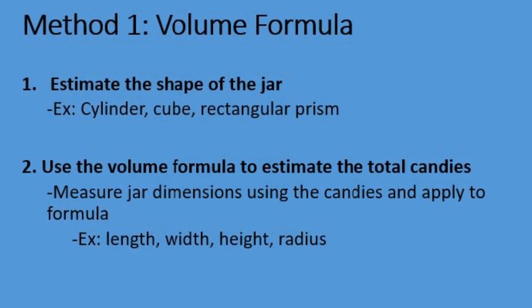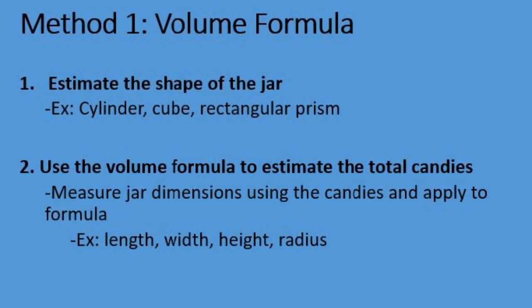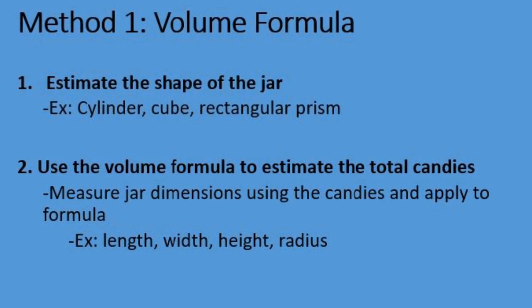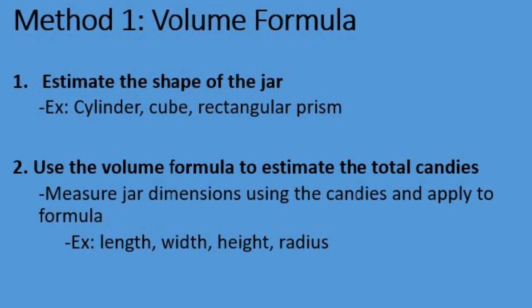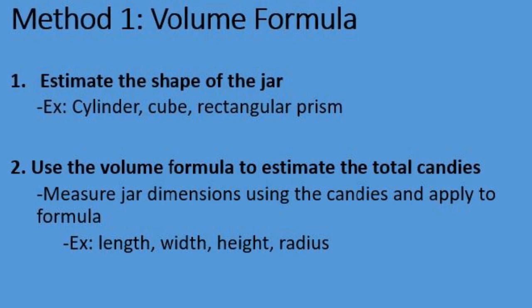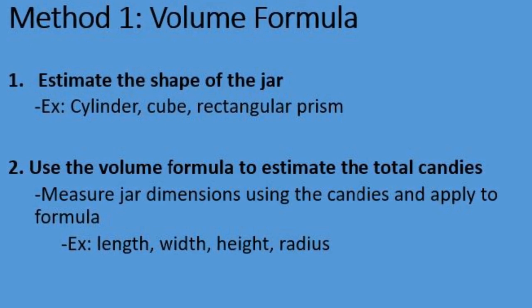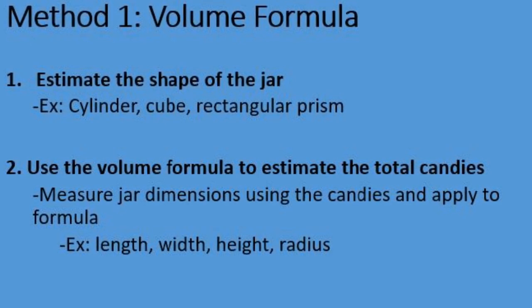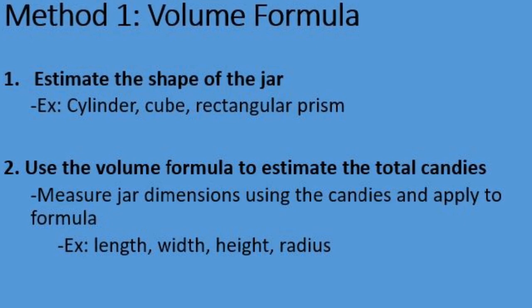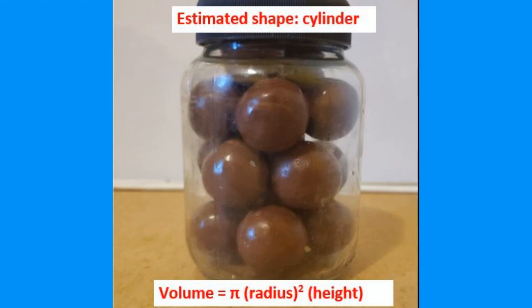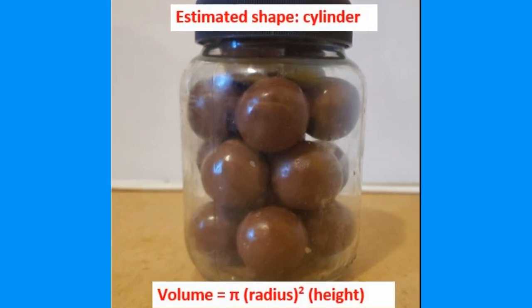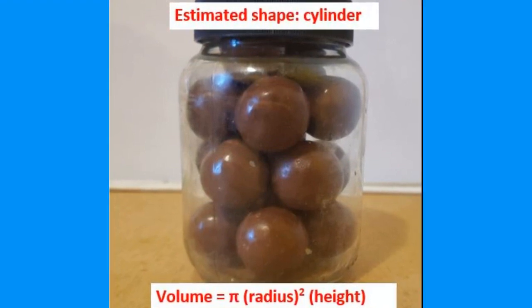Method 1 utilizes the volume formula based on the estimated shape of the jar. For example, the jar can be cylindrical or cubic. Then, based on the required inputs for the formula, we can measure the jar dimensions using the size of one candy as a guide. For example, in this picture, the jar is approximated as a cylinder.